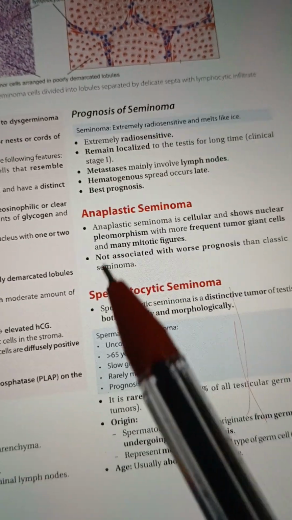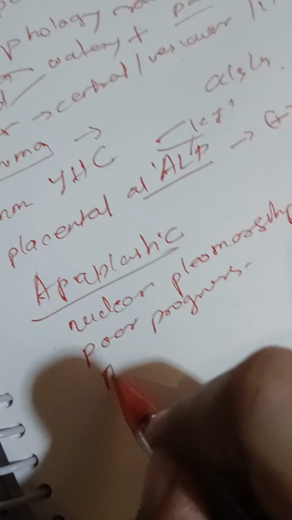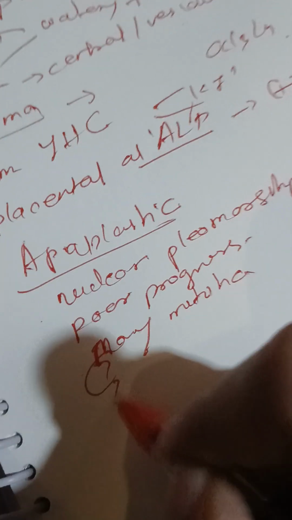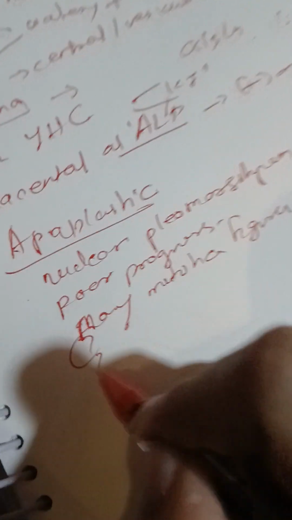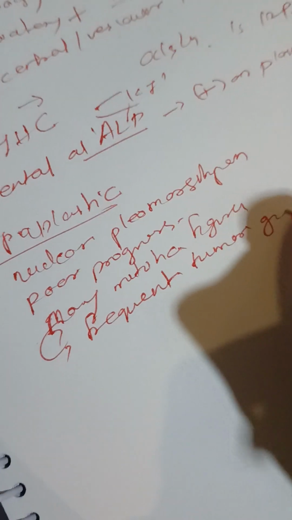Now the next type of tumor is anaplastic seminoma. Anaplastic itself says that it has a wide range of nuclear and cellular pleomorphism. It has a very poor prognosis. You will find mitotic figures varying in number, with many mitotic figures, therefore it's called anaplastic in nature, and you will find frequent tumor giant cells. So what are the two characteristics? Many mitotic figures and frequent tumor giant cells. These are the two main characteristics you have to remember in anaplastic type of cells.